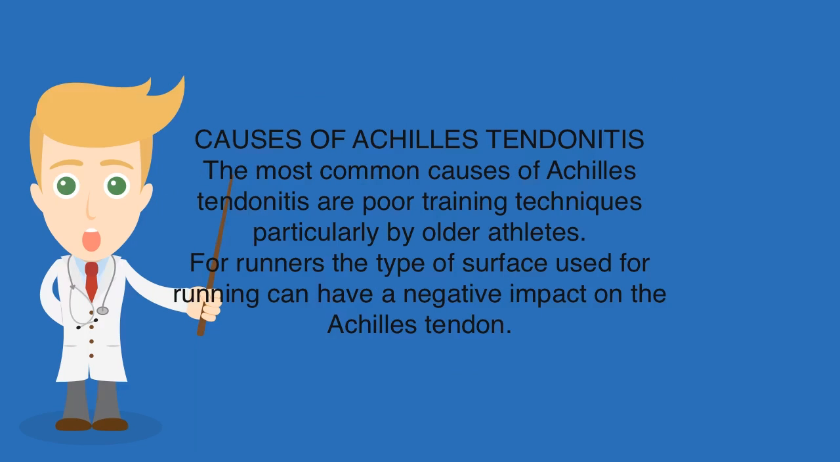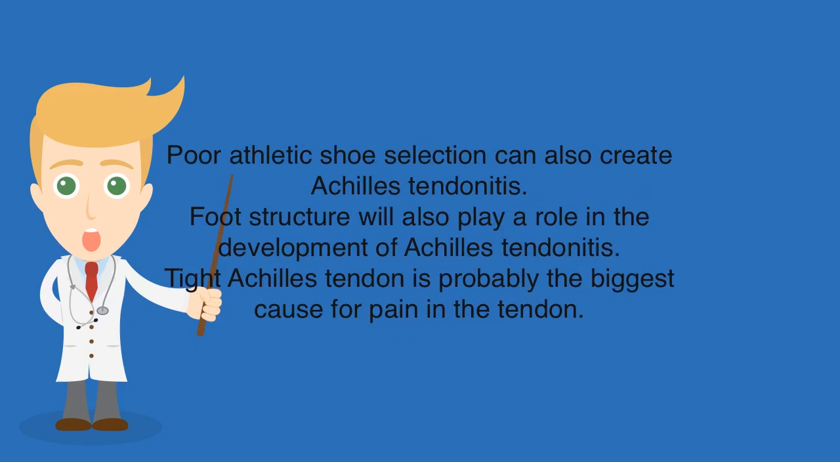Causes of Achilles tendonitis. The most common causes of Achilles tendonitis are poor training techniques, particularly by older athletes. For runners, the type of surface used for running can have a negative impact on the Achilles tendon. Poor athletic shoe selection can also create Achilles tendonitis. Foot structure will also play a role in the development of Achilles tendonitis. Tight Achilles tendon is probably the biggest cause for pain in the tendon.